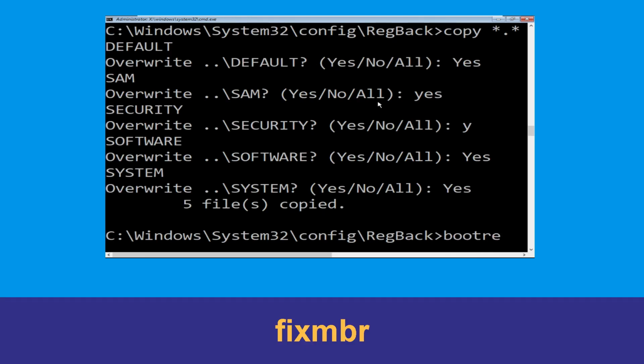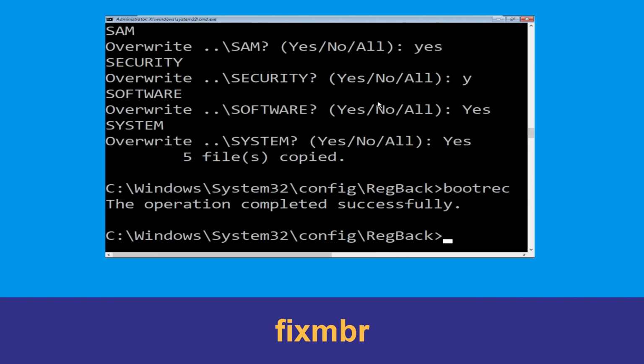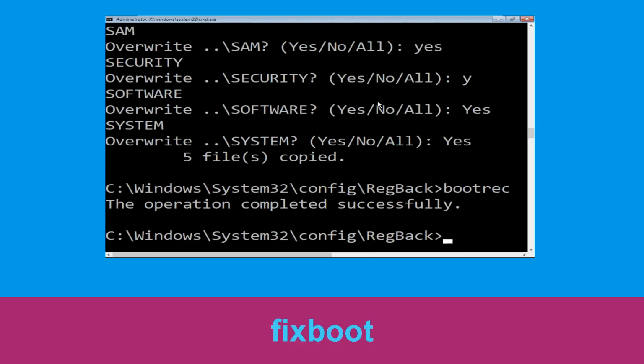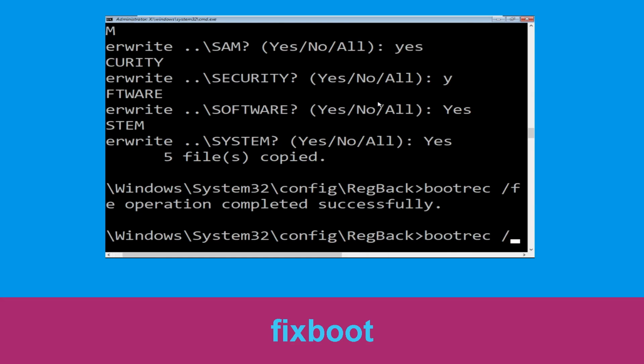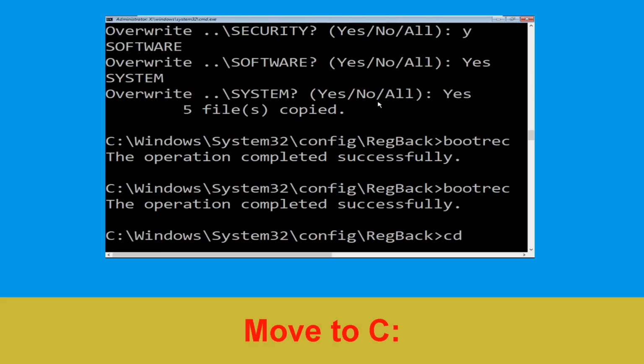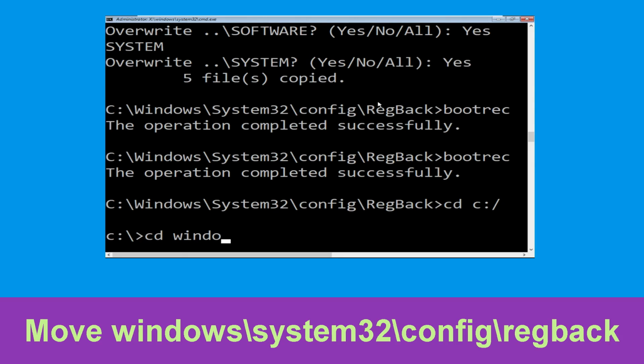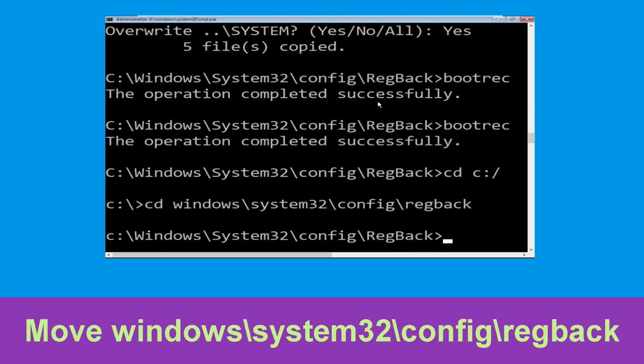Now type bootrec /fixmbr and simply hit enter. Type bootrec /fixboot and hit enter. Type cd c:\ and hit enter. Now execute this command, type cd windows\system32\config\regback, then simply hit enter to execute this command.